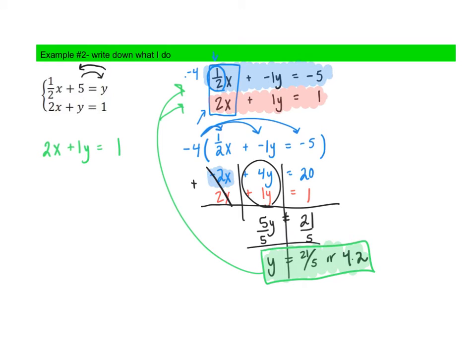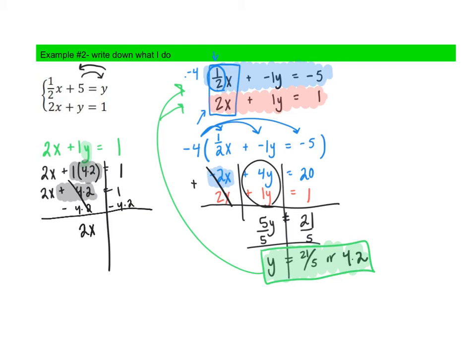And I am changing this y to what I actually got for y down here, 4.2. So this becomes 2x plus 1 times 4.2 equals 1. And I'm going to quickly solve this out. First thing I'm going to do is 4.2 times 1. This is 4.2. Everything stayed the same. Next thing I'm going to do is take away this 4.2 from both sides. Over here it cancels. I'm just left with 2x equals 1 take away 4.2. It's going to be negative 3.2.